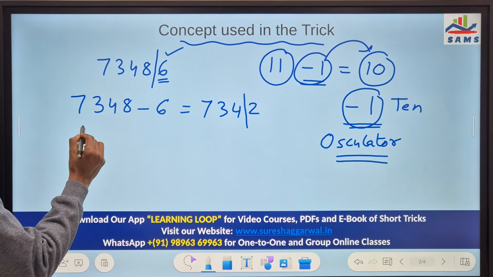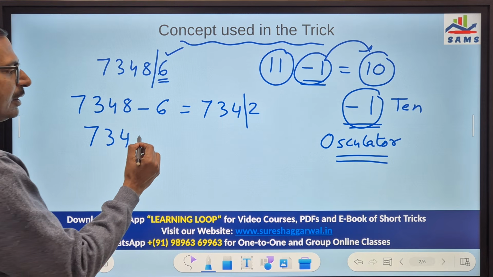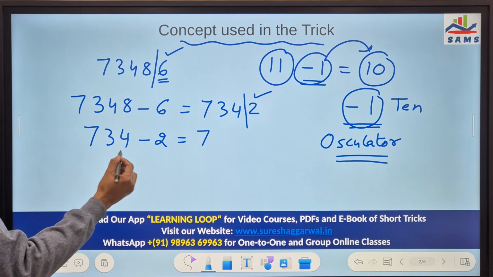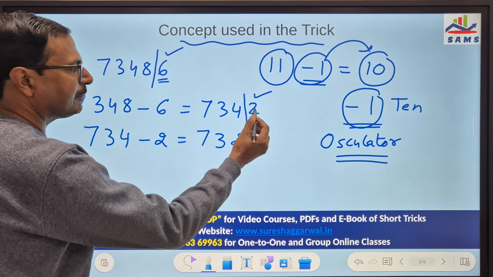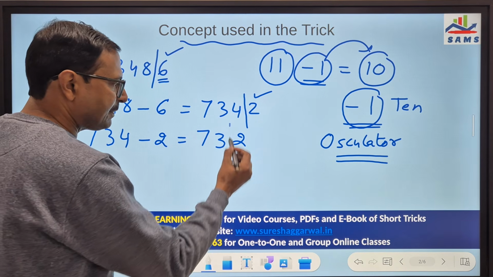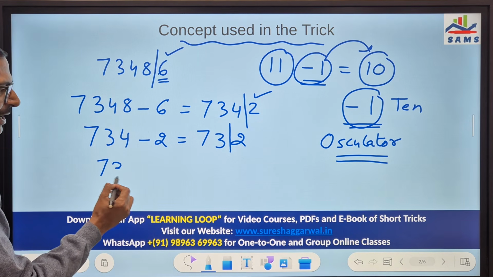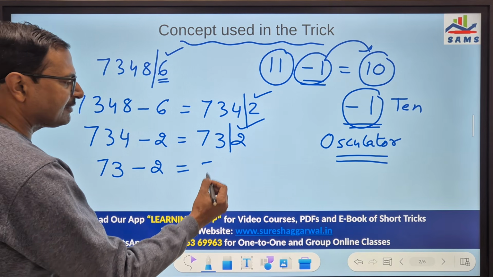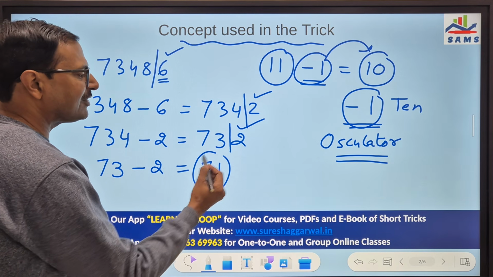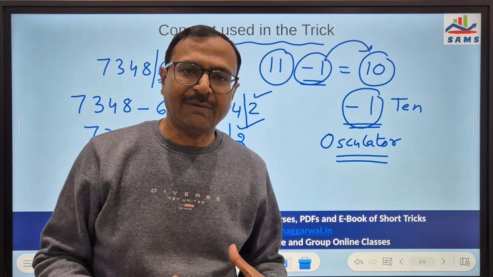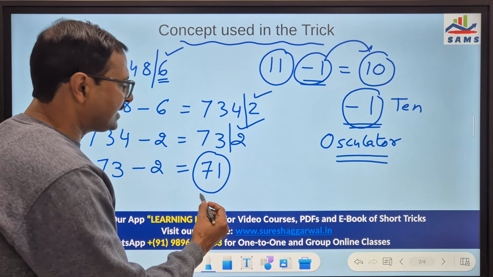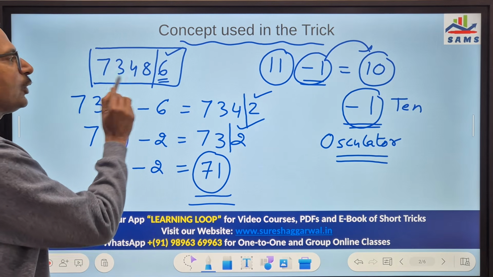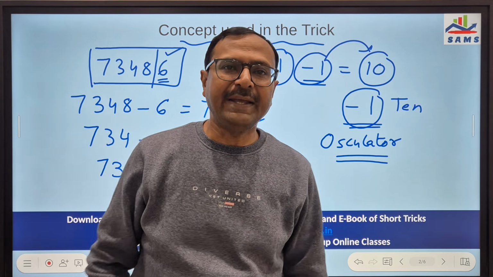Separate out the unit digit, write the remaining number 734, minus 1 times this 2. So this gives me 732. A 4-digit number reduced to a 3-digit number. Separate out the unit digit: 73 minus 1 times the unit digit 2 is 2 itself, and that gives me 71. And 71 obviously is not going to go into the table of 11, and that is why, since this is not divisible by 11, the entire number 73486 is not divisible by 11.